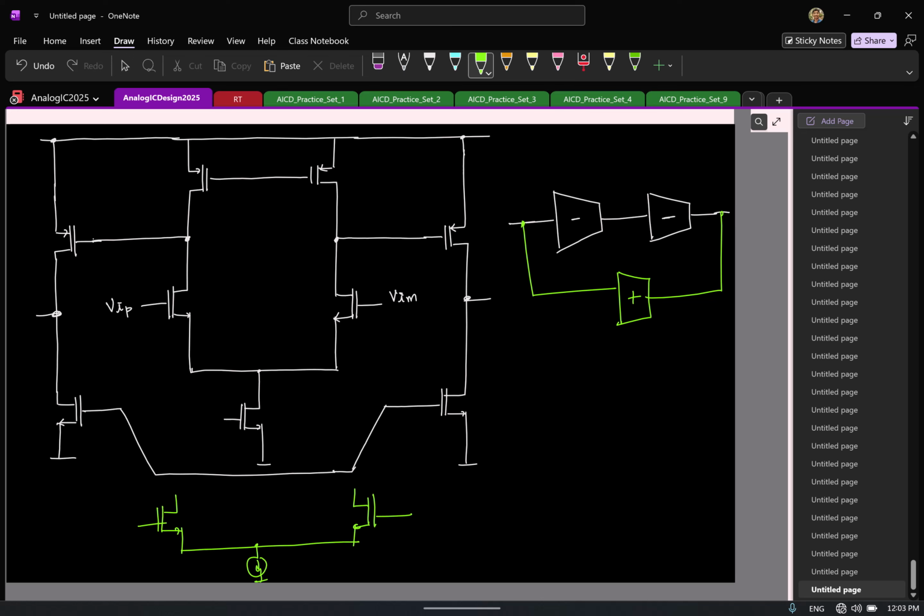Now the question is whether this should be the positive or this should be the positive input. How do you find it? That is the question: should I have the positive input here or here? Left side or the right side? How will you find it now? Give me some feedback.